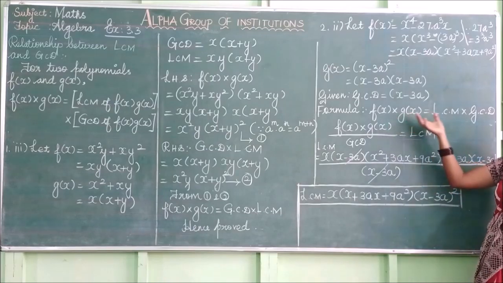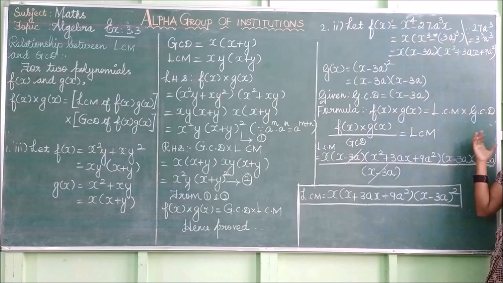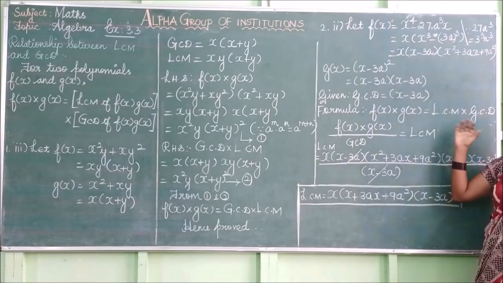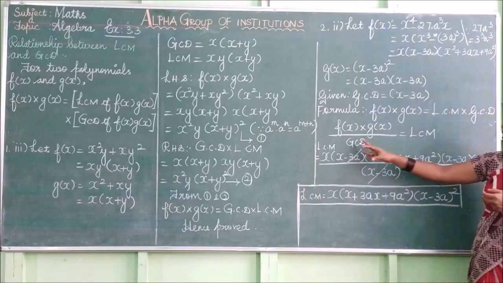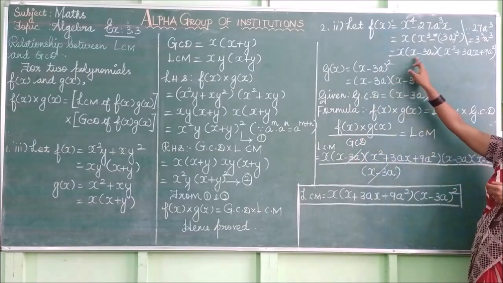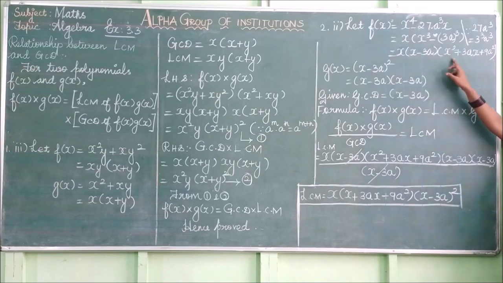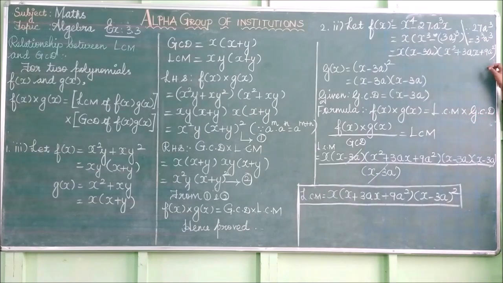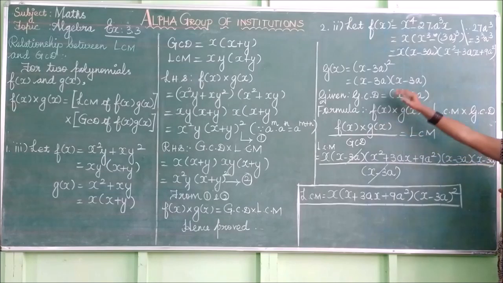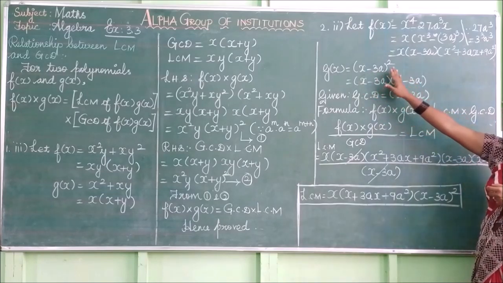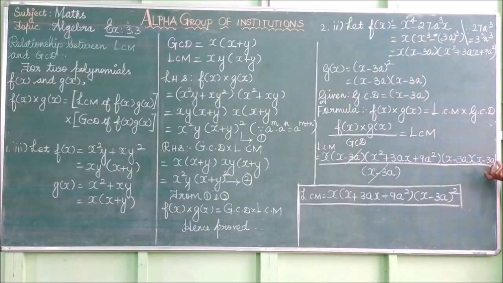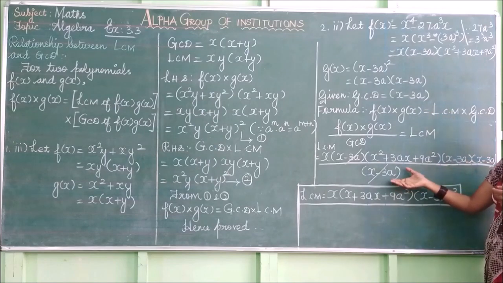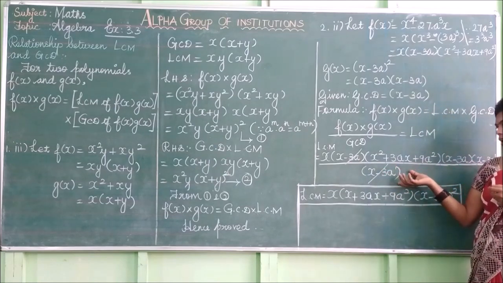The general form is f of x into g of x equal to LCM into GCD. But we need only the LCM, so we have to rearrange the formula: f of x into g of x divided by GCD. Now substitute all the values, which are known. So what is your f of x? F of x is x into (x minus 3a) into (x square plus 3ax plus 9a square), into what is your g of x? You can take this as (x minus 3a) whole square, or else (x minus 3a) into (x minus 3a). I have taken (x minus 3a) into (x minus 3a). Then our GCD is (x minus 3a) in the denominator.